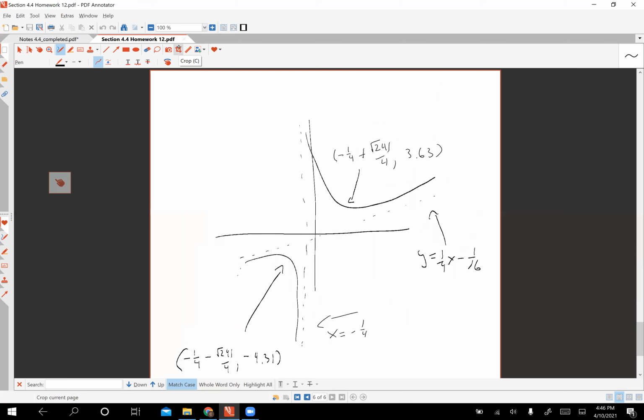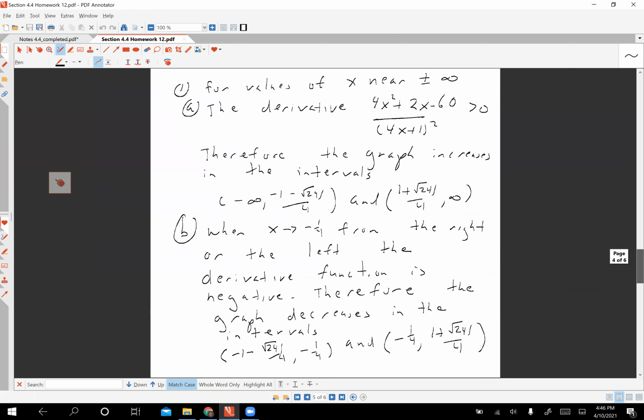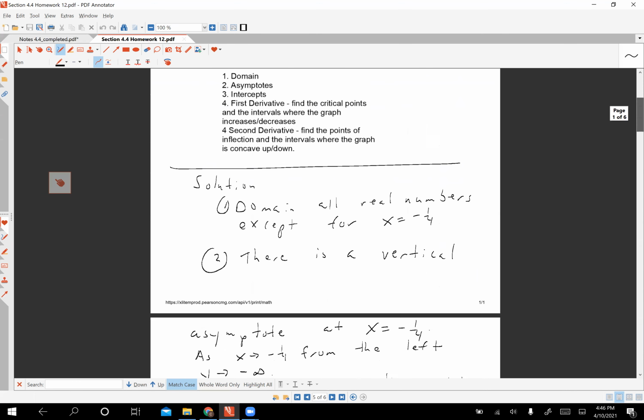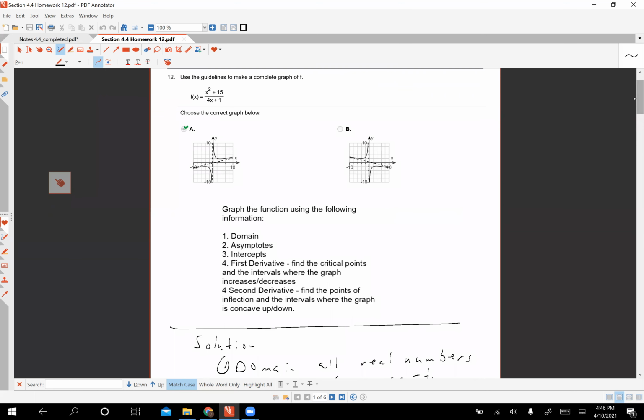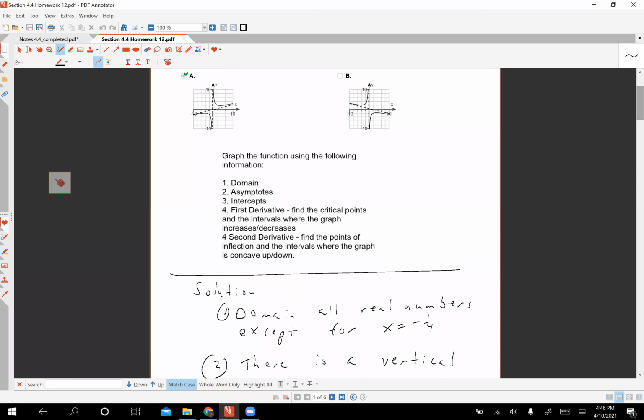So now here I took one of my favorite problems on My Lab. It's number something or other, 12: x squared plus 15 divided by 4x plus 1. It says use the guidelines to make a complete graph of f. My guess is a lot of students would just use the calculator to get the answer, and if I was a student, I'll be honest, I might do the same thing. But you really only need to do this once and turn it in to me for exam 3.